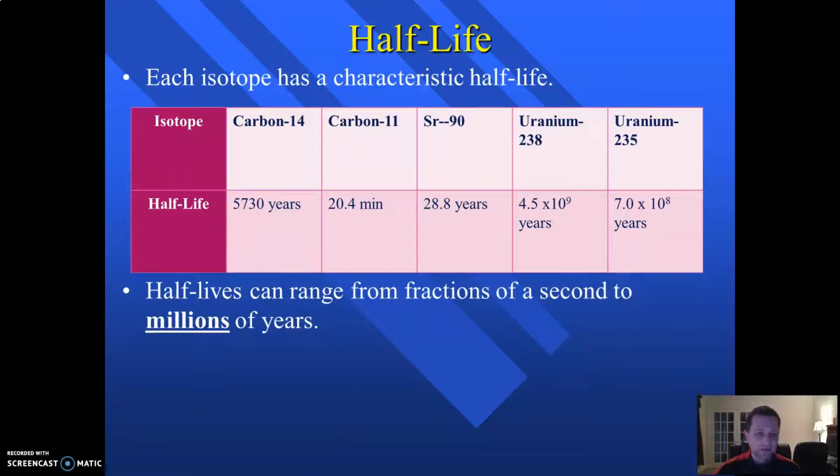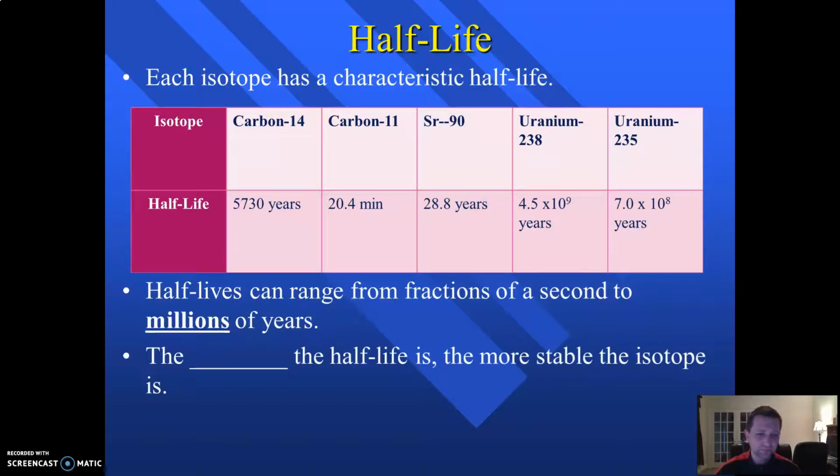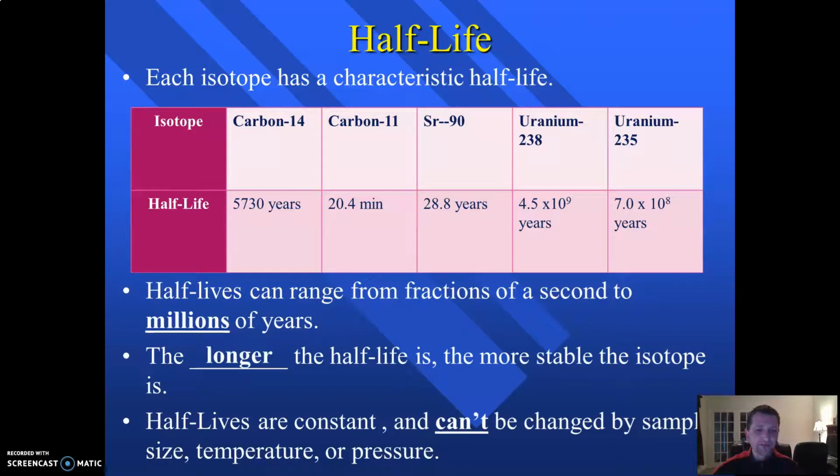Okay, so each isotope has a characteristic half-life. You can see that here. So some are really long. Carbon-14 is 5,730 years. Uranium-235 is 7 times 10 to the 8th years. So it's a relatively stable, unstable isotope, right? Because it still does decay, it just takes a really long time. Some take microseconds to decay and are very unstable. Okay, so the longer the half-life is, the more stable the isotope is.